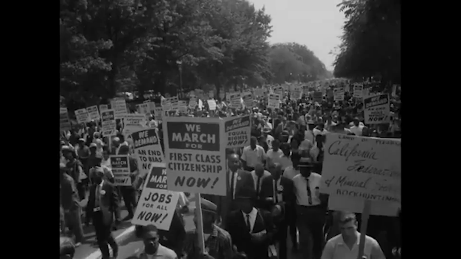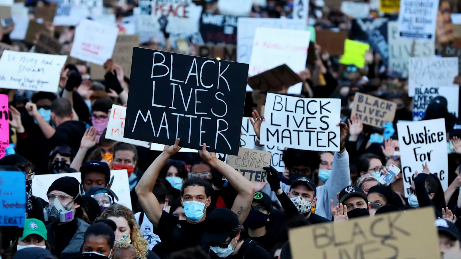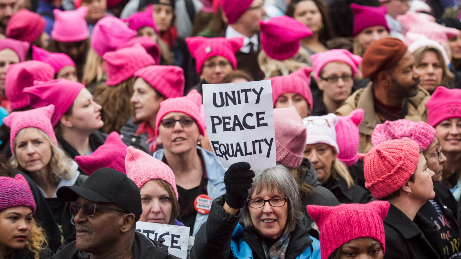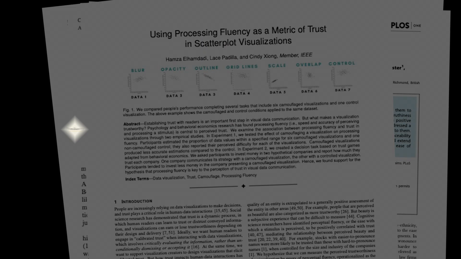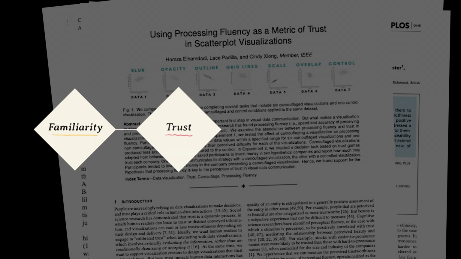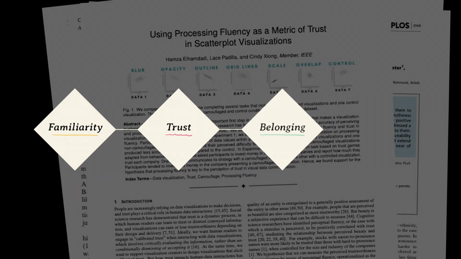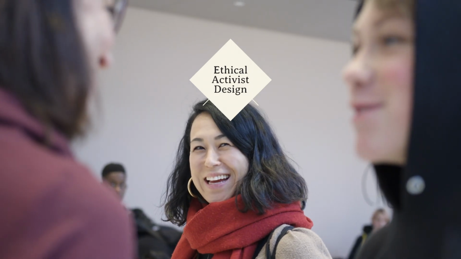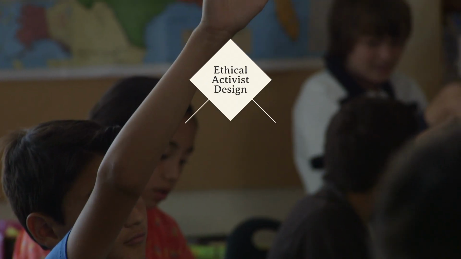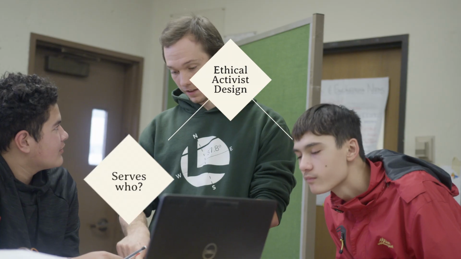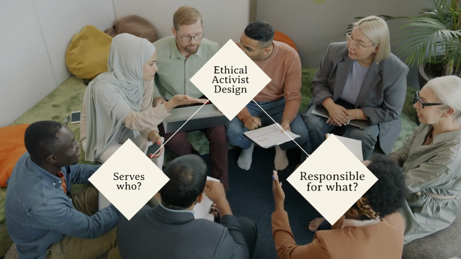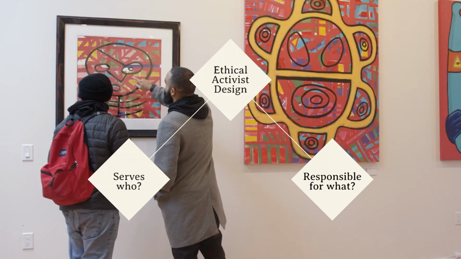We studied movement history, how complex struggles get distilled into simple, repeatable signals. We dug into neuroscience and social psychology, why some visuals and phrases stick, how familiarity builds trust, and why belonging can turn interest into commitment. We learned from ethical and activist design traditions that push the harder question: who does this serve and what responsibility comes with shaping the story?